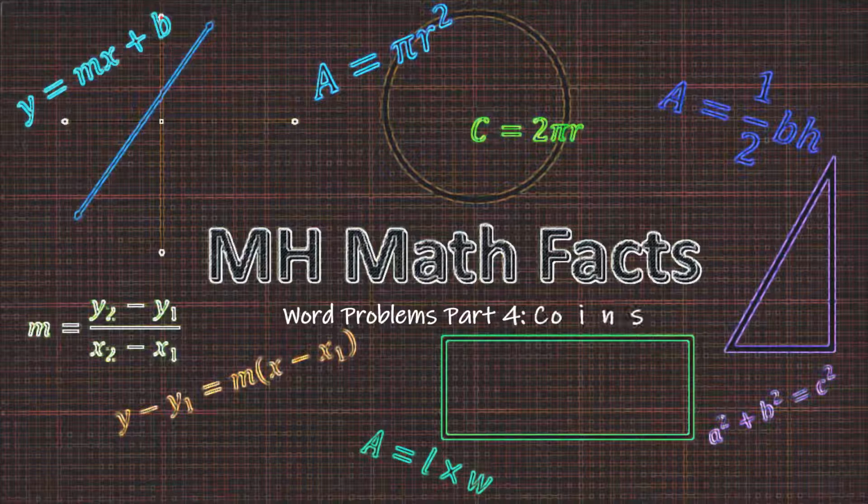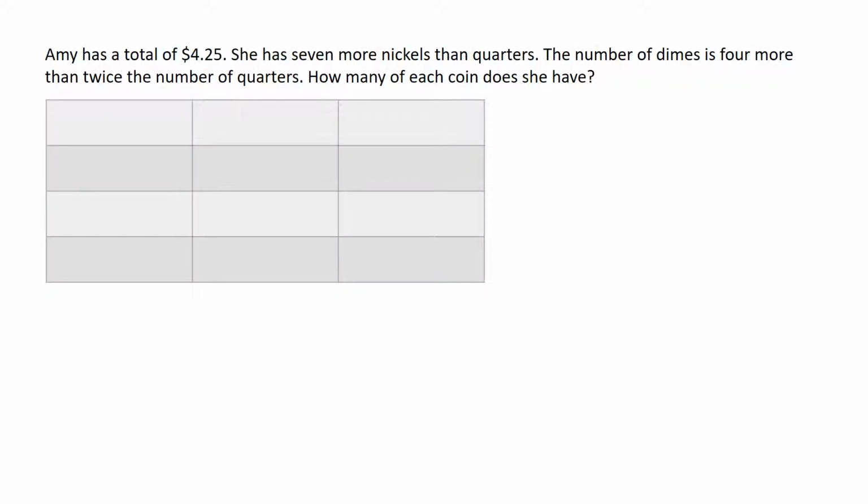In our video today, we're going to talk about more word problems, and this time they involve finding the number of coins given the value of the coins that you have. So this problem says Amy has a total of $4.25. She has 7 more nickels than quarters. The number of dimes is 4 more than twice the number of quarters. How many of each coin does she have?